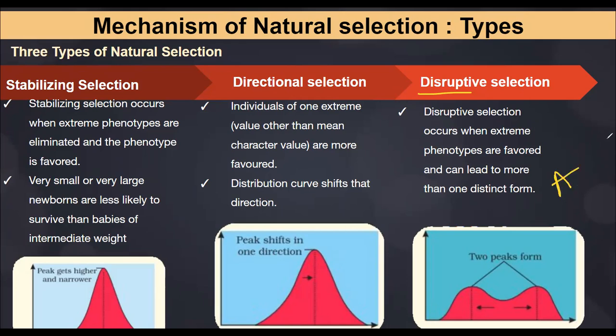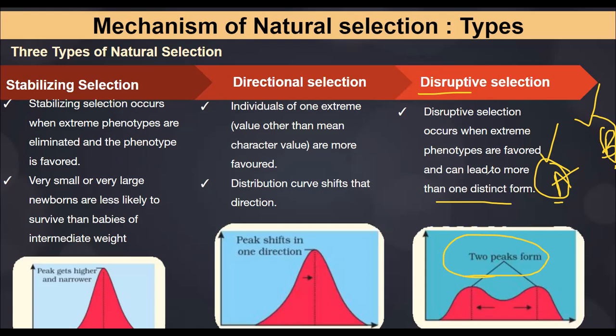So here, let's say A and B: we are talking about stabilizing, somewhere in between; directional, either A or B; disruptive is both. When extreme phenotypes are favored, it can lead to more than one distinct form. Nothing in between, but both the extremes are favored. So that is why you see two peaks in the graph. Now I'll give you an example.